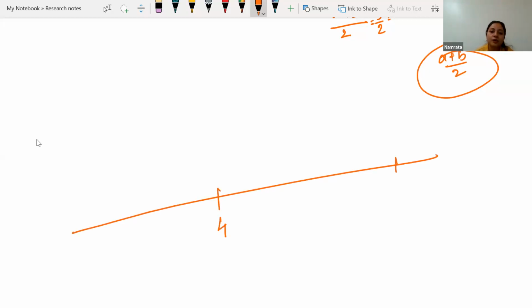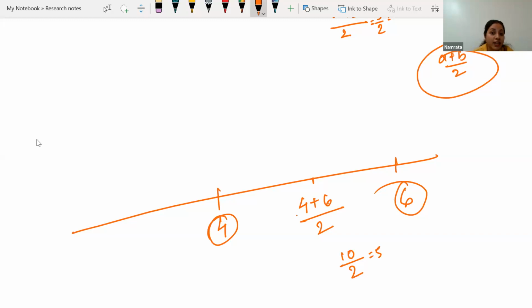If you want to check, please check it. Here we are having 4. Here we are having 6. If I want to find the middle number by using the formula, take one end number and the other end number, add both of them and divide by 2. 6 plus 4 is 10. By 2, we are getting 5. And yes, we know in reality that in between 4 and 6, 5 comes. So A plus B by 2 is the formula for finding the middle number.